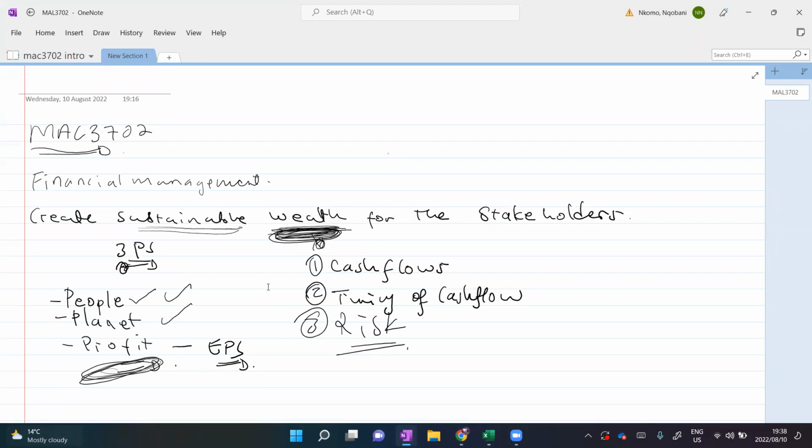So wealth is going to look at the cash flows. The cash flows can come in the form of the investments and also the operating cash flows that are going to come from an investment. Then the timing of the cash flows is when you apply what you did in MAC3702, looking at the time value of money to say when that cash flow is going to be paid or received.